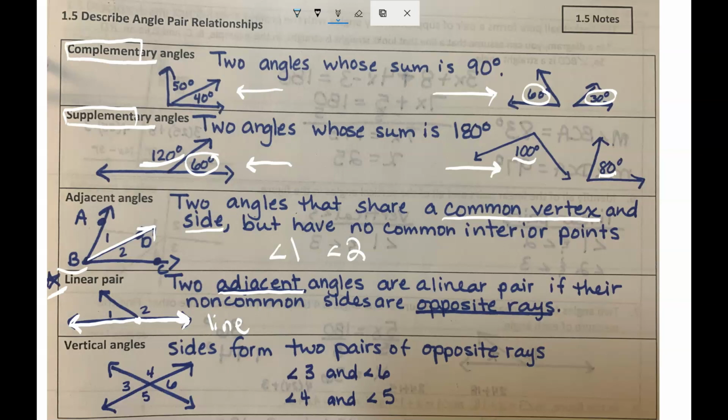Now, the last definition you copied was vertical angles. Vertical angle definition's a little weird. It says the sides form two pair of opposite rays. So here is an opposite ray pair, but then here is an opposite ray pair. So it's basically two lines that are intersecting. So what you need to remember and realize is that 3 and 6 are vertical simply because they are across from each other. Same thing with 4 and 5. They are across from each other. They look at each other.